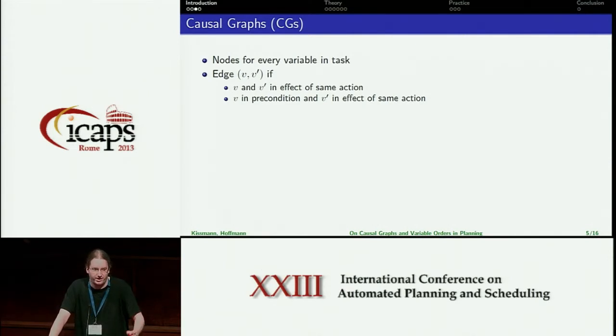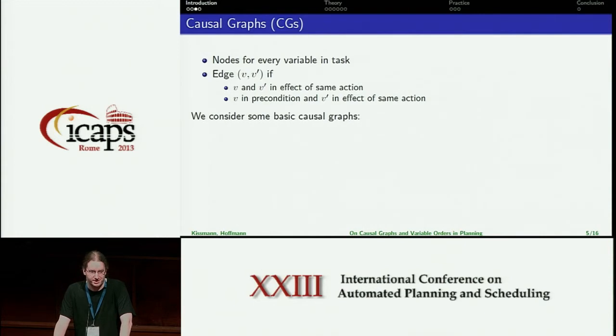In a causal graph, we have one node for every variable of the planning task. And we have an edge from a node V to a node V prime if both nodes appear in the effect of the same action, or if V appears in the precondition of an action that has V prime in its effect.